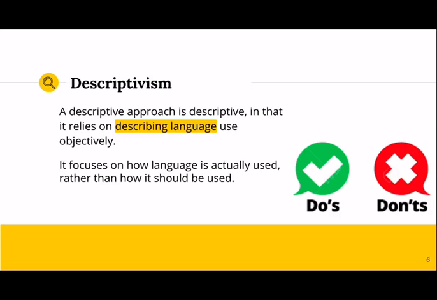Okay, on the other hand, a descriptive approach is descriptive in that it relies on describing language. So that's why it's called descriptivism, because it's describing. It describes the language used objectively. It doesn't judge it. It focuses on how language is actually used rather than how it should be used.